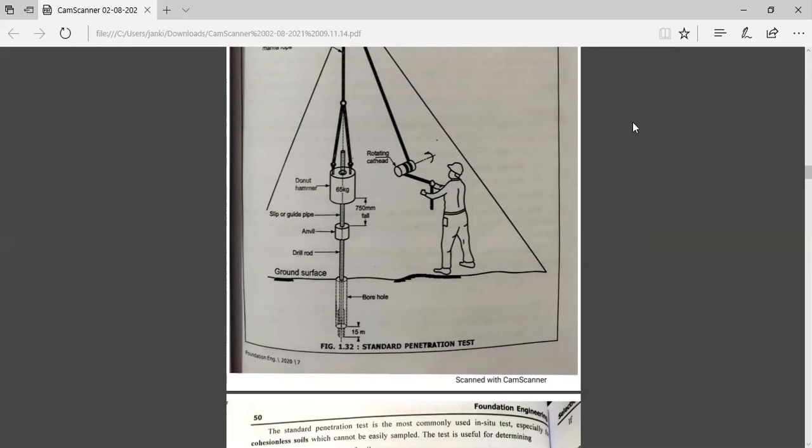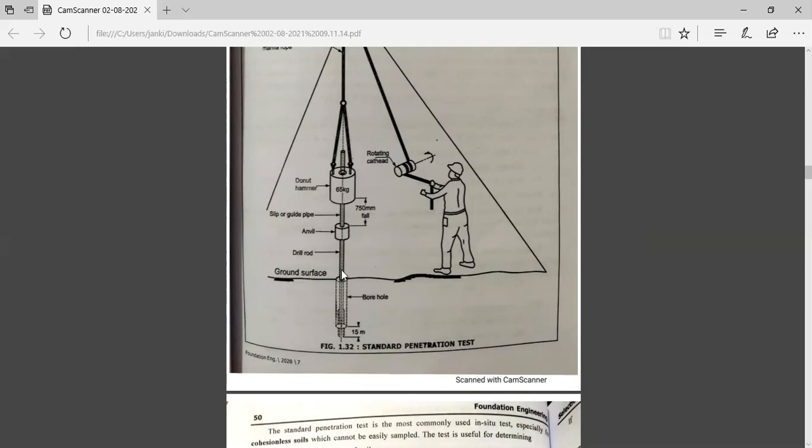So starting with the test, this test is conducted in a borehole using a standard split spoon sampler, right. So this is your standard sampler. When the borehole has been drilled to the desired depth, the drilling tools are removed and the sampler is lowered to the bottom of the hole. The sampler is driven into the soil by a drop hammer of 65 kg, right, which is dropped onto the sampler.